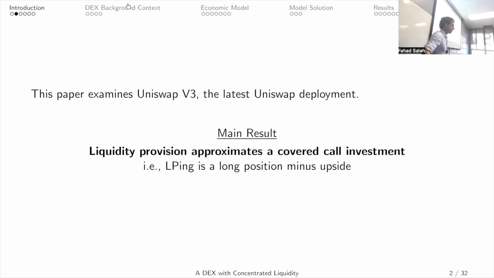Now, I'd like to start by clarifying the motivation for what I'm presenting here, and also clarify where we're going in terms of the main insights I want to convey. First and foremost, the paper I'm presenting today is an economic model of Uniswap v3. For the moment, v3 is the latest version of Uniswap. We haven't had v4 quite yet. So this is essentially the latest version of the biggest DEX out there.